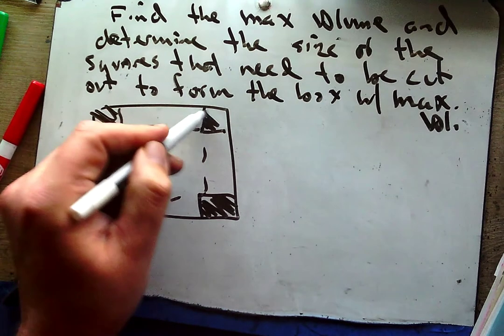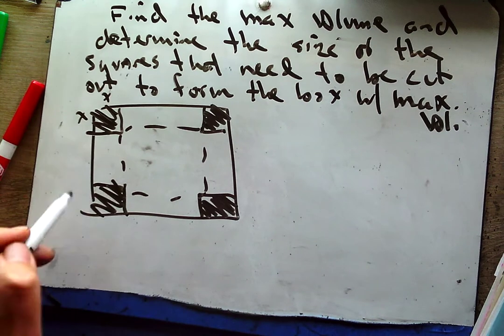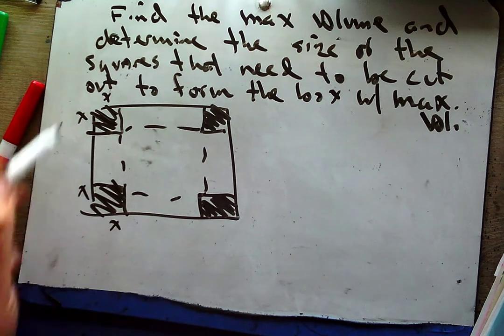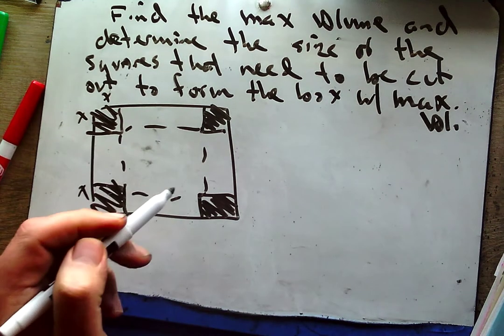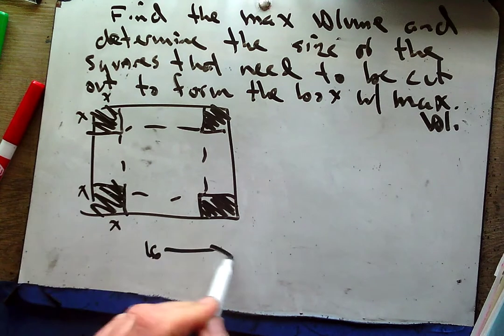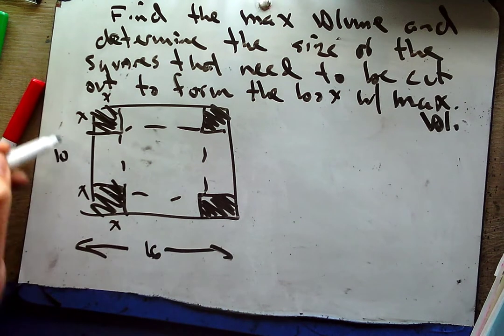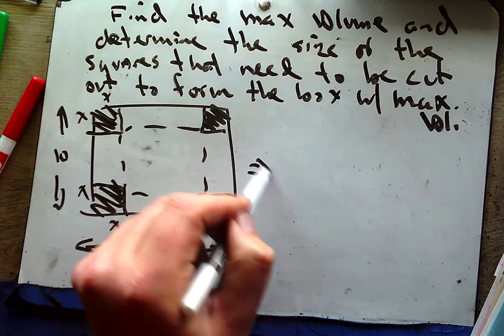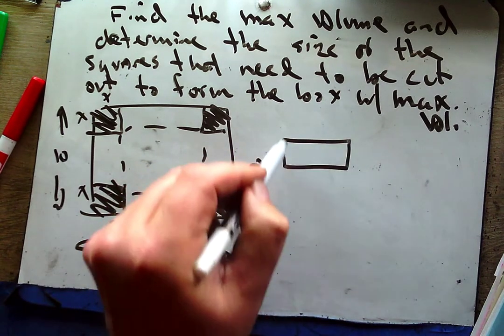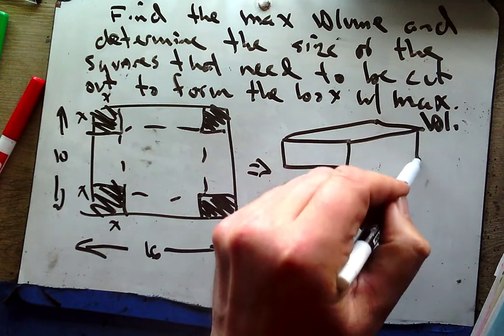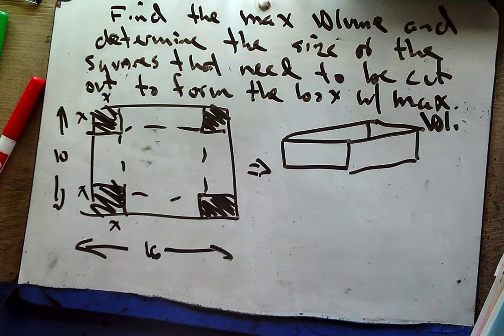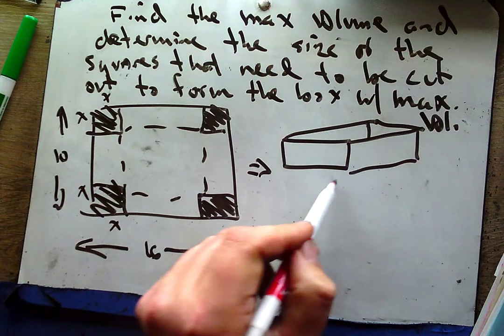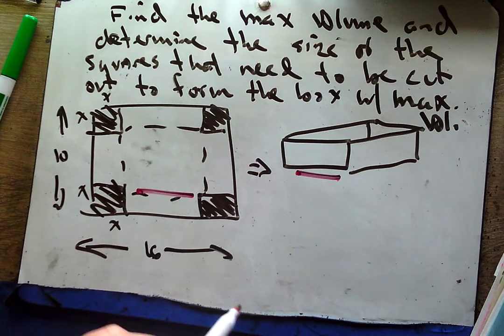I know I do. X by x, x by x. So we're cutting out all of these squares. We've got that this side is 16. We know that this side is 10. And if we fold along the dotted lines, remember that that's going to make us a little open-topped box.